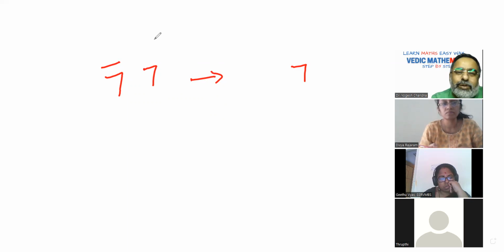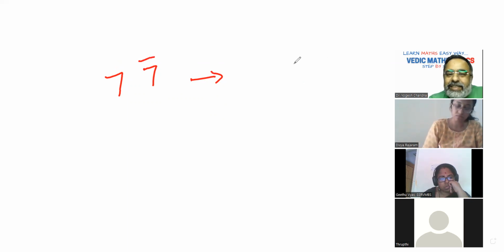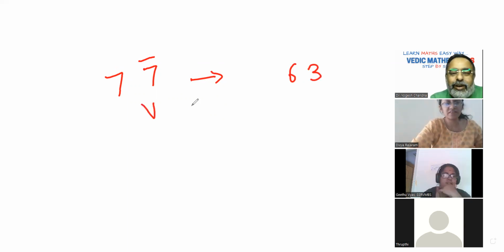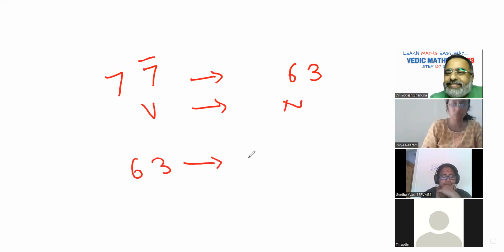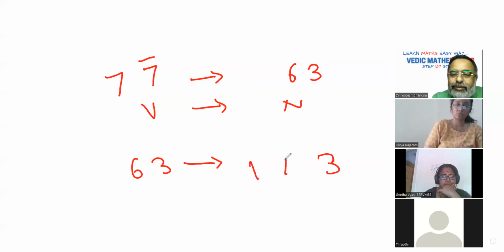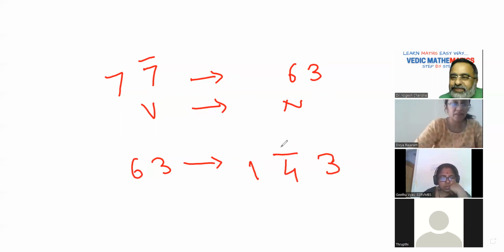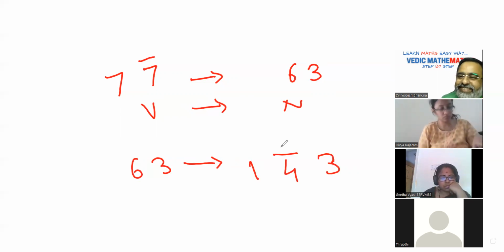Okay, now this would be negative, leave it. Put bar here. So 6 3. 63. Vinculum to normal is 63. Convert 63 into vinculum. It is 3, 1, 4 bar. 1 4 bar 3. See the difference.